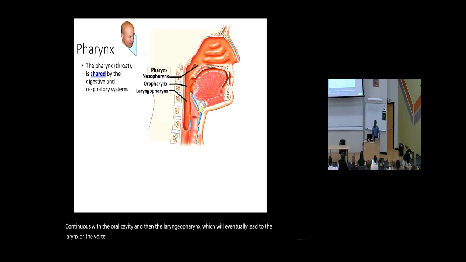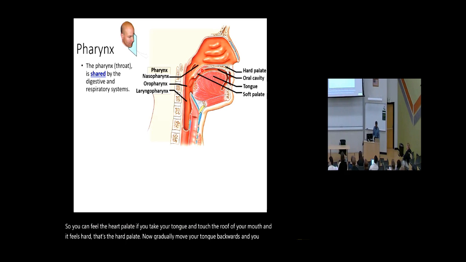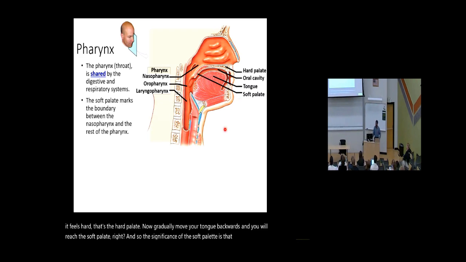So there are a couple of other things I want to highlight in this figure. This bony structure here is the hard palate, and below that you find the oral cavity, and there's the tongue. You can feel the hard palate if you take your tongue and touch the roof of your mouth, and if it feels hard, that's the hard palate. Now gradually move your tongue backwards and you will reach the soft palate, right? And the significance of the soft palate is that it marks the boundary between the nasopharynx and the oropharynx.